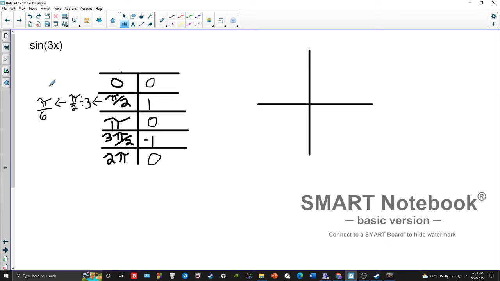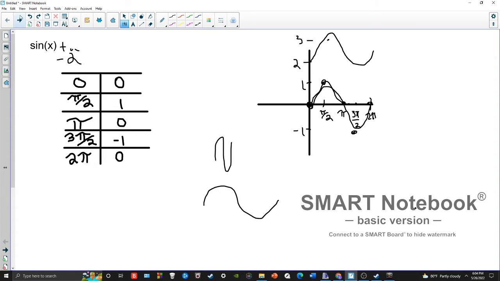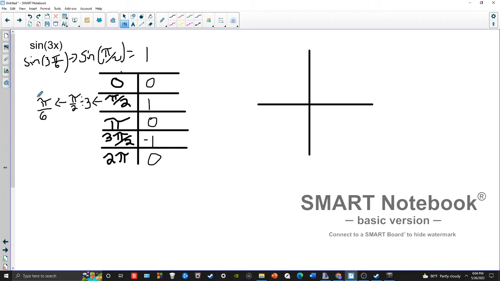So I know now that if I plug in a pi over 6 for theta here and say sine of 3 times pi over 6, well, what's 3 times pi over 6? Well, that is just pi over 2. And what's sine of pi over 2? Well, I know that that's going to be 1. Again, that's from my 5 main points right here. So if I plug in a pi over 6, I'm going to end up getting a value of 1, just like if I plugged in a pi over 2.